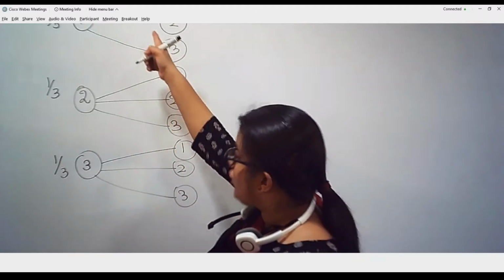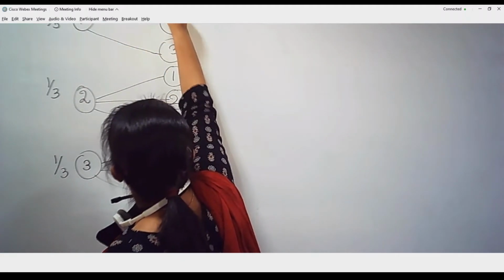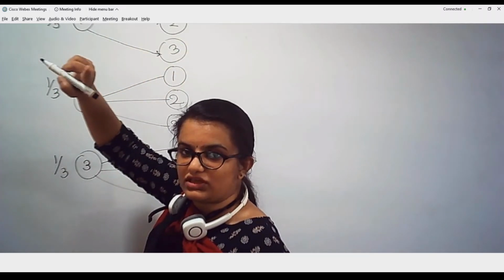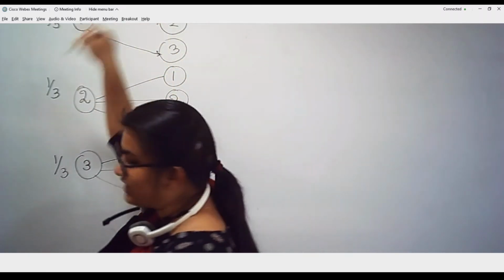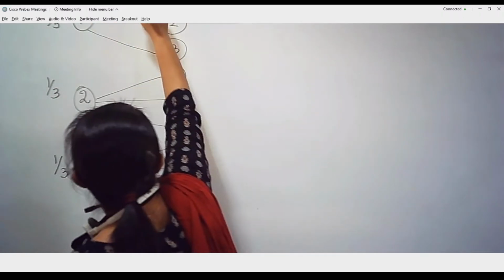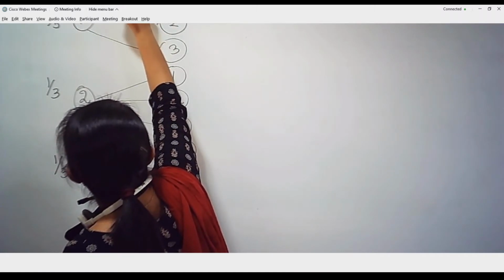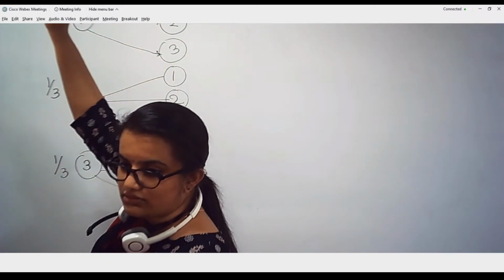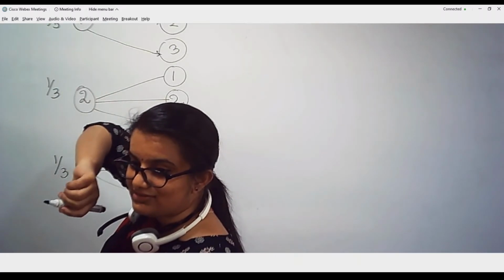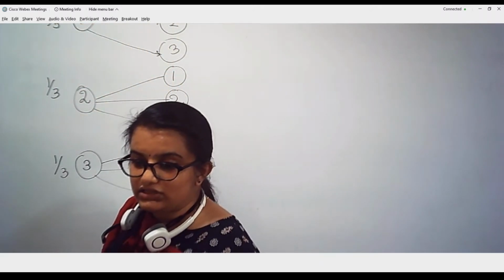Please give me what output you are going to get in each transition. If I move from state 1 to state 1, what is the alphabet that is generated? Yes. With what probability? 1 by 2, ma'am. Yes, 1 by 2. After writing, you are saying, okay, it is 1 by 2.